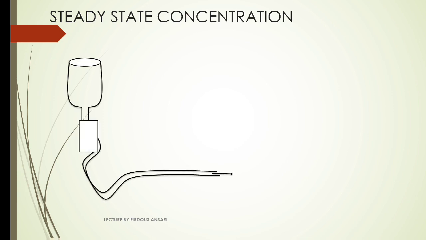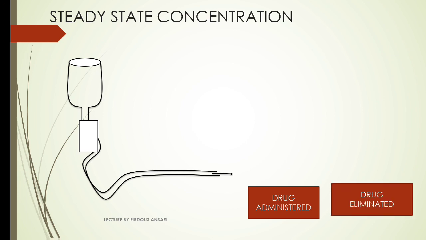Now suppose this is an intravenous drip, and suppose this is a knob, and via this knob we can adjust the rate at which the drug should move into the blood circulation of the patient. Here what we need to know is the amount of drug administered and the amount of drug eliminated. When initially we have started giving the intravenous drip, the administered drug will be more as compared to drug eliminated.